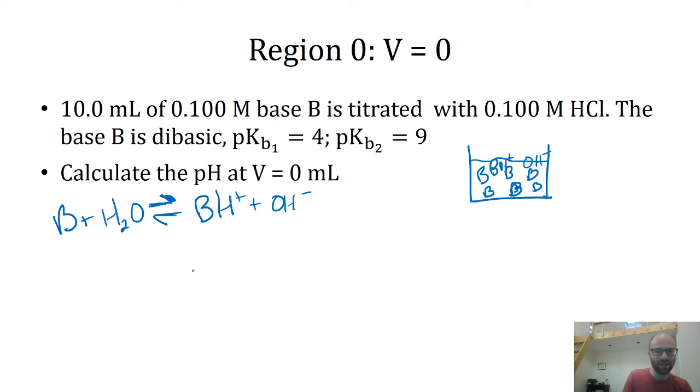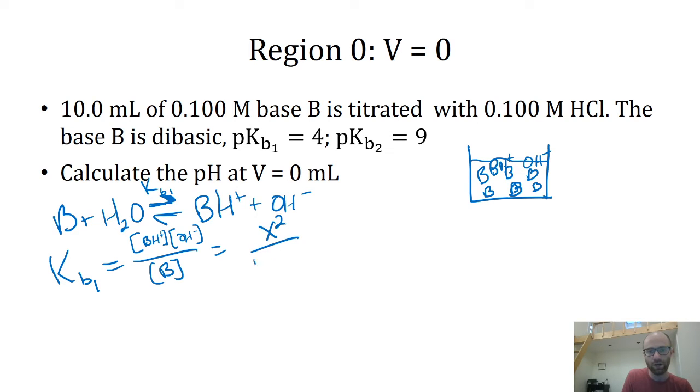What we've written here is analogous to Kb1. This is the first protonation, which we'll get to in a second. In that case, we know that the generic form for the fully deprotonated form of any polyprotic species, Kb1, is equal to BH+ times hydroxide over B. Then through some systematic treatment, we get to x squared over F minus x. So we use Kb1, 10 to the negative fourth equals x squared over 0.1 minus x.